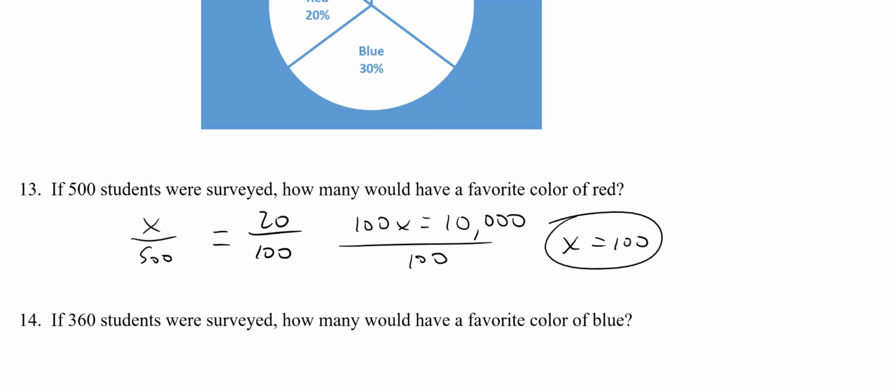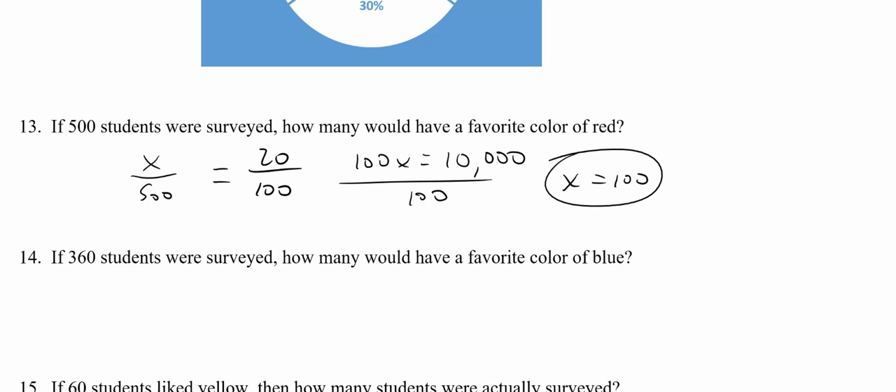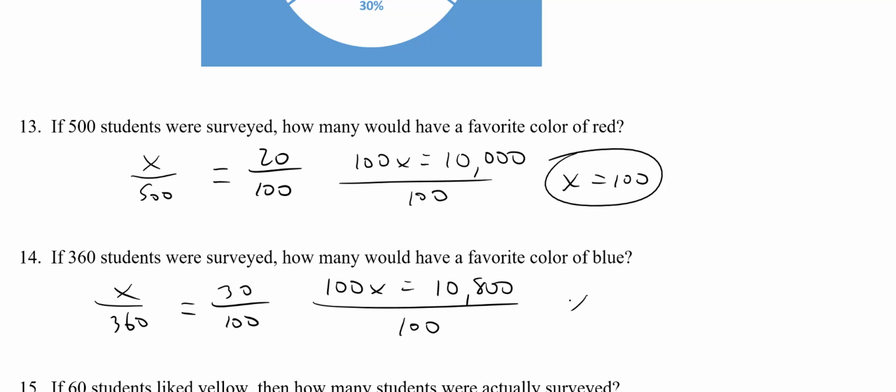Okay. Number 14. I'm going to cursor down here because I can see the circle graph on my piece of paper here. Anyway, 360 students are surveyed. How many would have a favorite color of blue? So right away, blue is 30 over 100. Okay. And there are 360 students surveyed, so 360 goes in the bottom, and I'm looking for how many like blue. So we cross multiply, we get 100x equals 10,800. Divide by 100, so x equals 108.